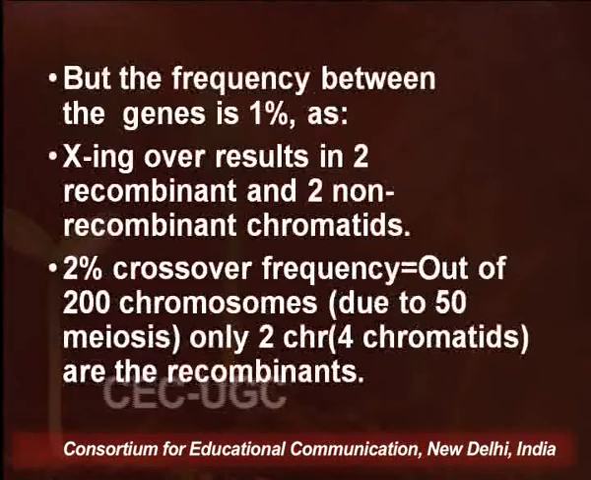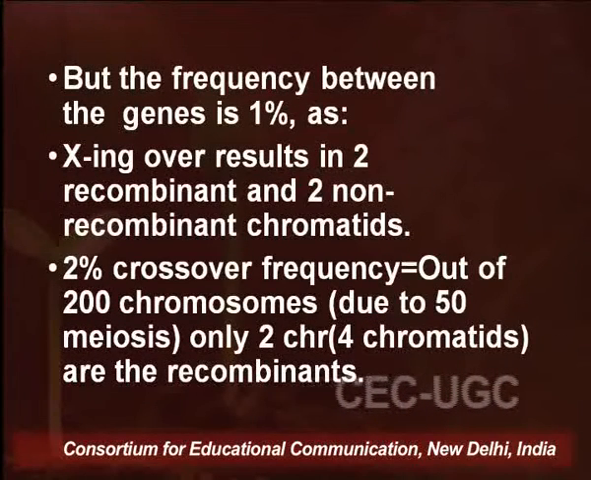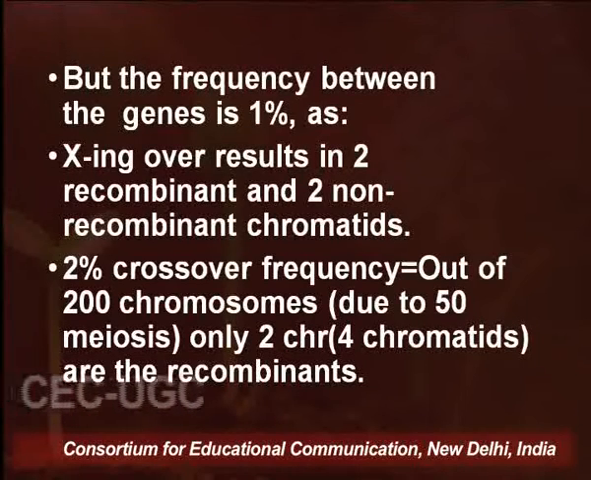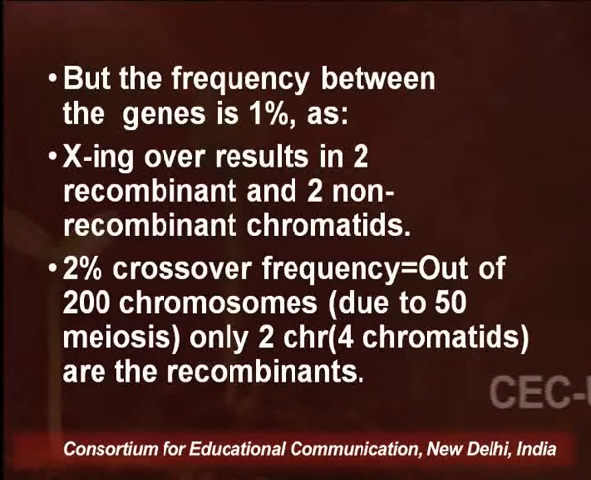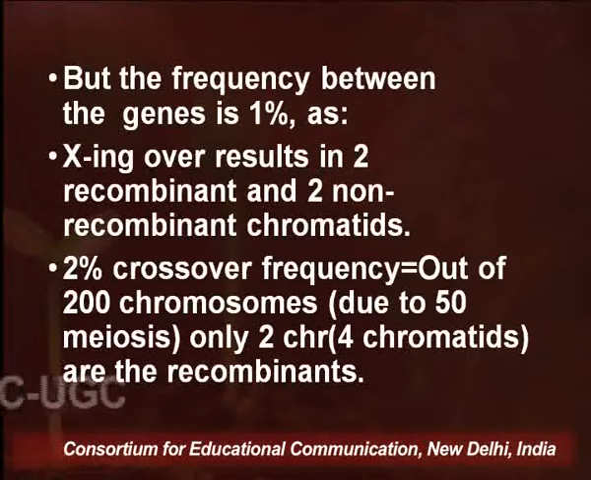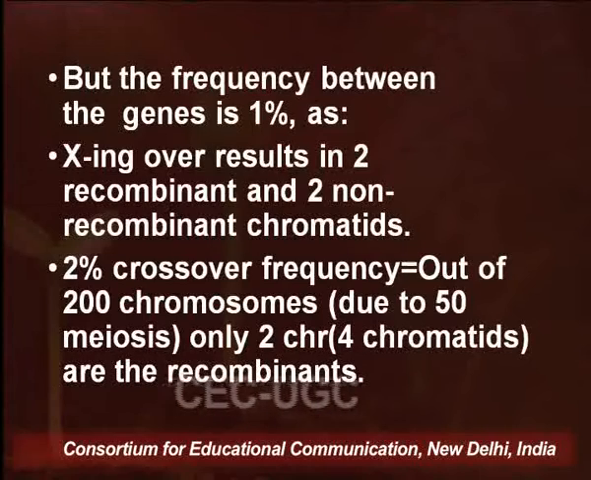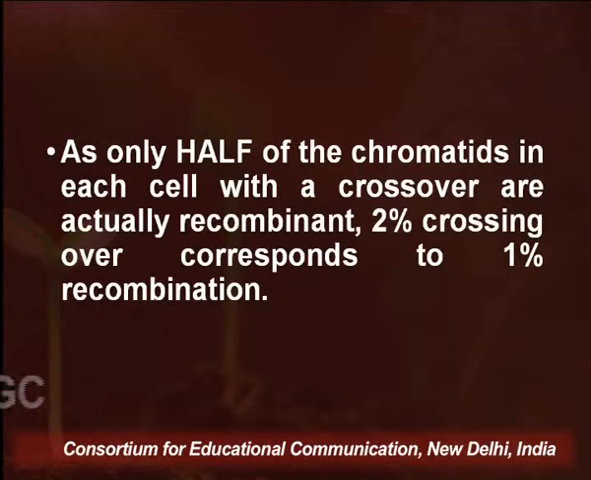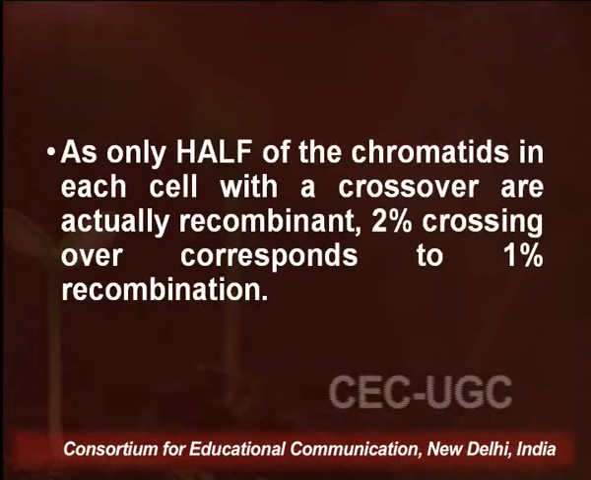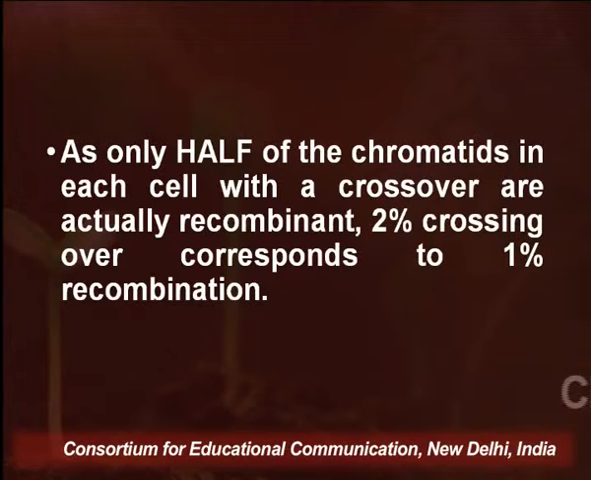Now, this seems to be a little confusing. Let us see. The frequency between the genes is 1%, as the crossing over is resulting in 2 recombinants and 2 non-recombinants, but crossover frequency is 2%, because we have just mentioned that out of 200 chromosomes, due to 50 meiosis, only 2 chromosomes, in other words 4 chromatids, are the recombinants. So, the logic goes that as only half of the chromatids in each cell with a crossover are actually recombinant, 2% crossing over in fact corresponds to 1% recombination.